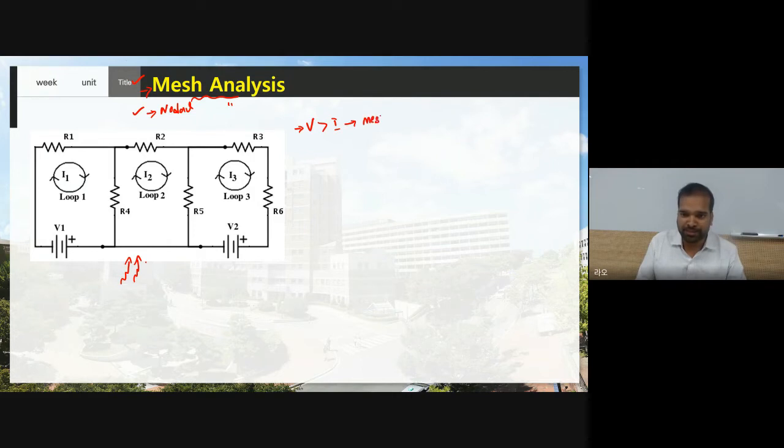Mesh analysis. For example, see here, how many voltage sources do you have? Two voltage sources and current sources are 0. Therefore, you can apply what? Mesh analysis. This is point number A. And what is point number B?